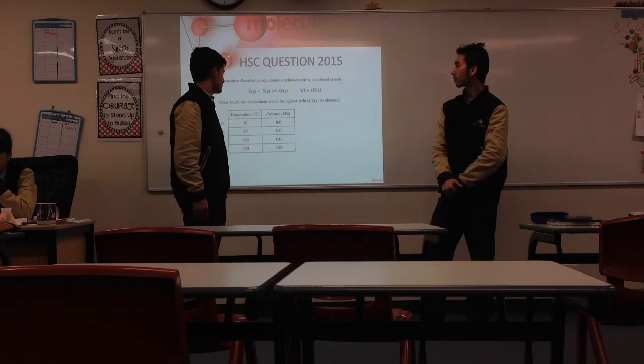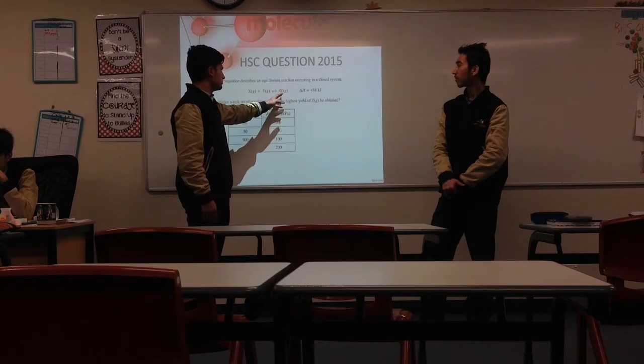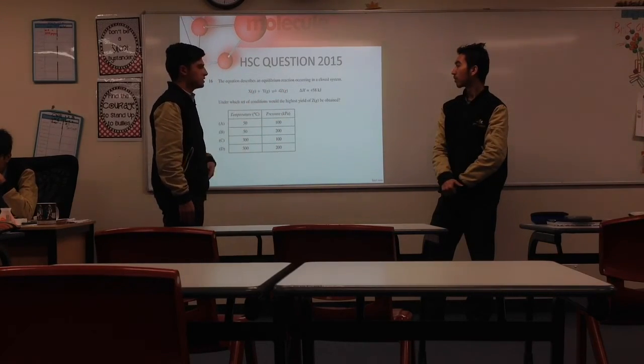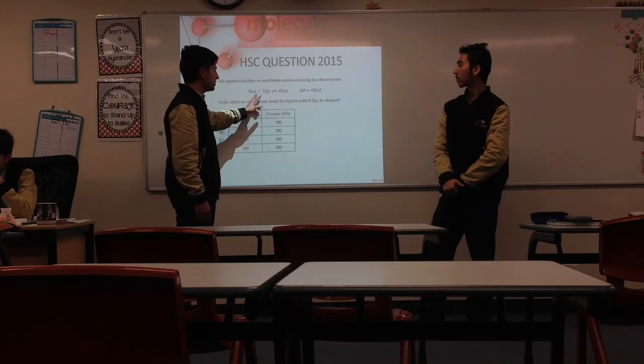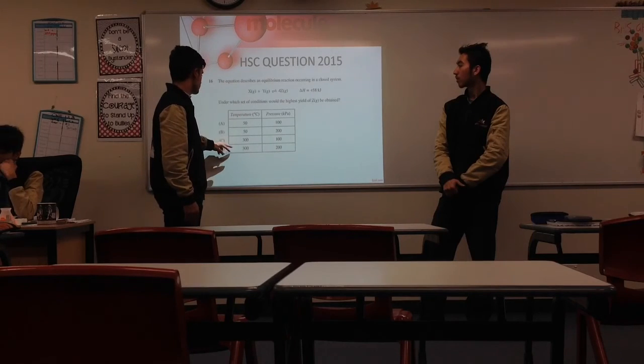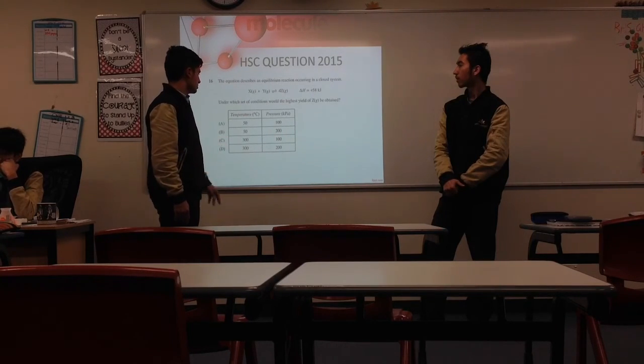And in terms of pressure, because there are 4 moles of Z on the right and only 2 moles of X and Y on the left, an increase in pressure would actually shift away from Z, so you want lower pressures and higher temperatures, which is why the answer should be C.